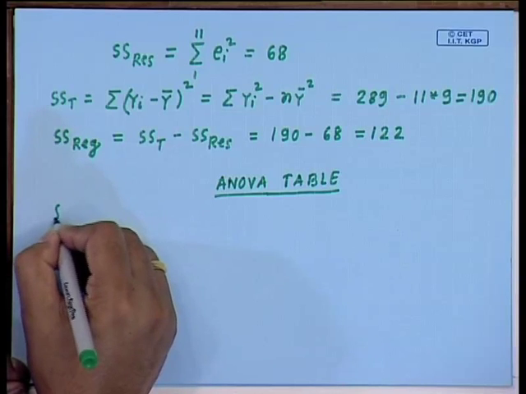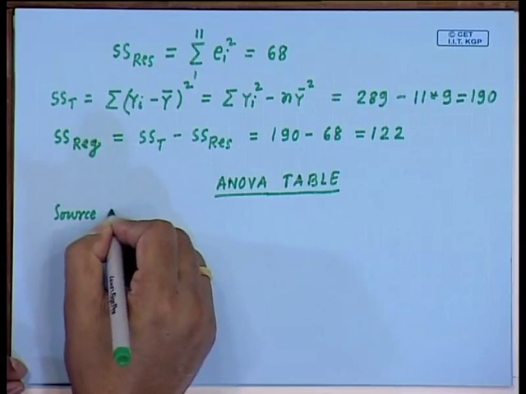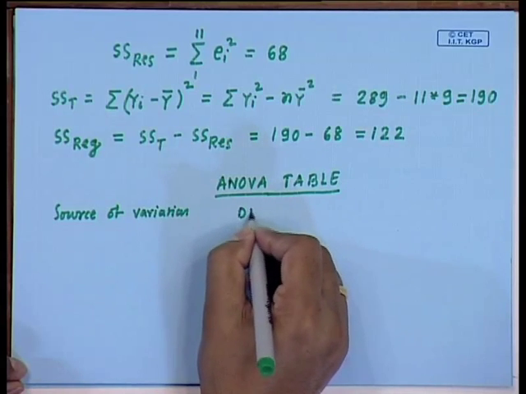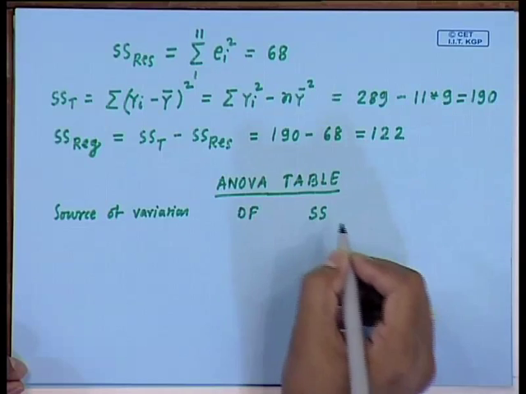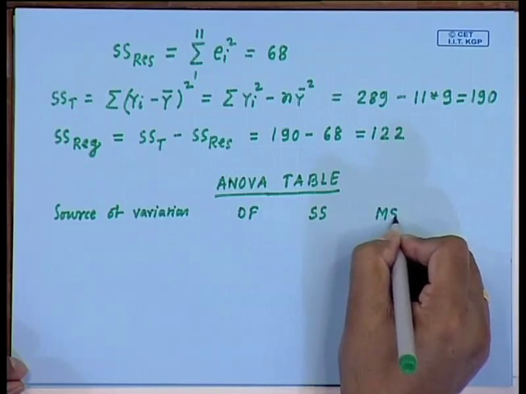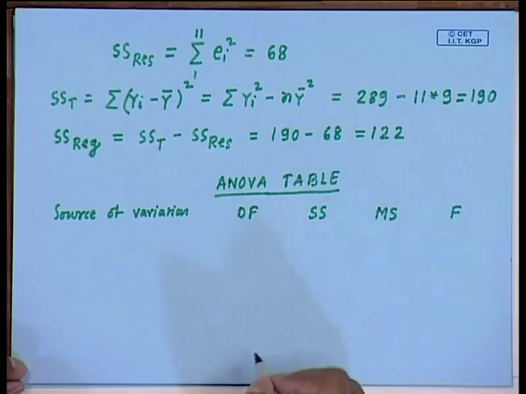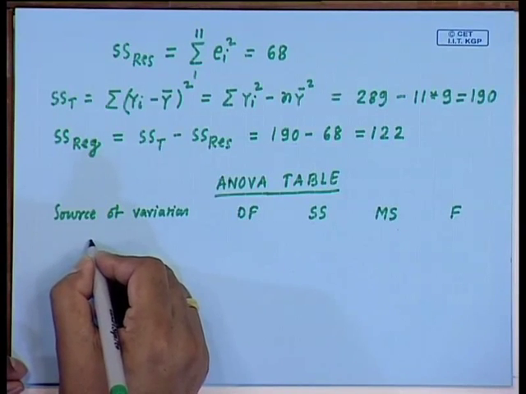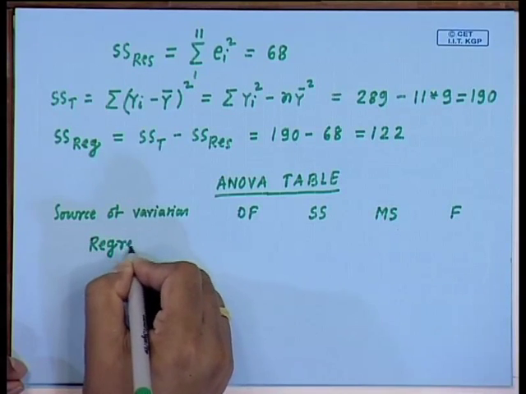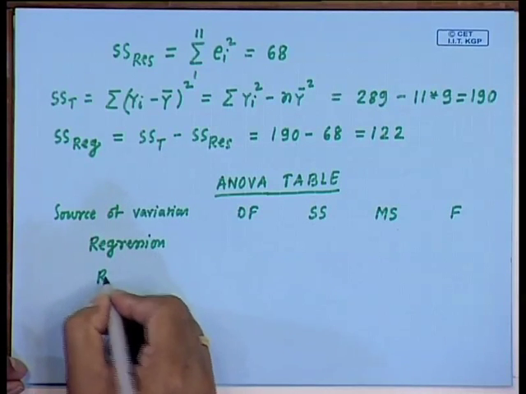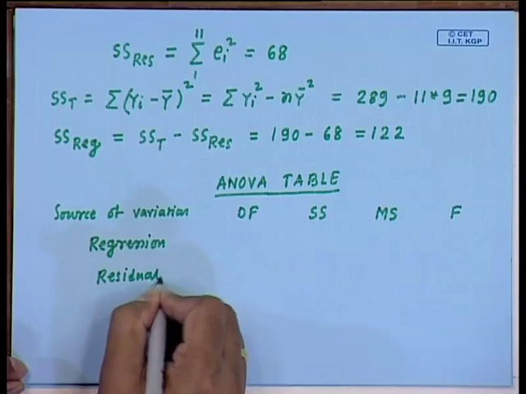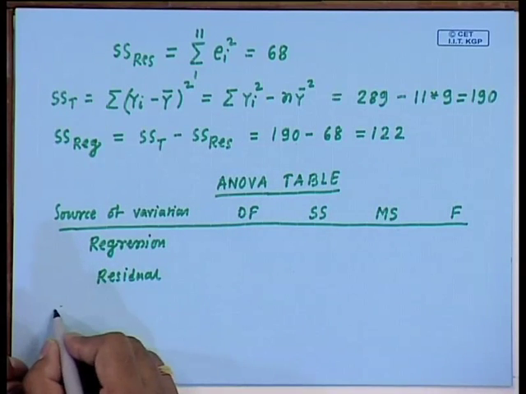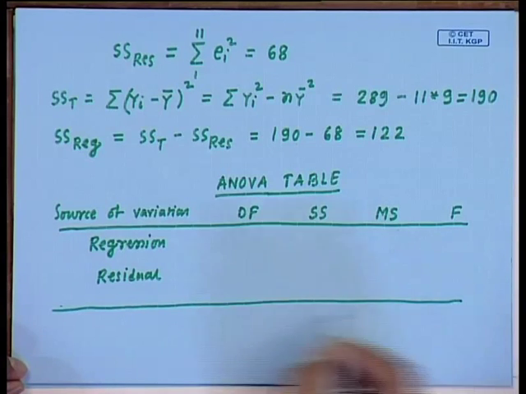Source of variation, degree of freedom, SS, MS and the F value. Well, the source of variation: variation explained by the regression model, residual, and the total variation.